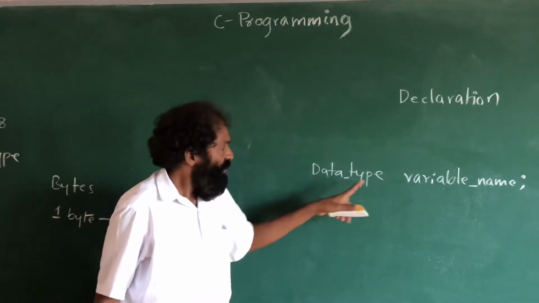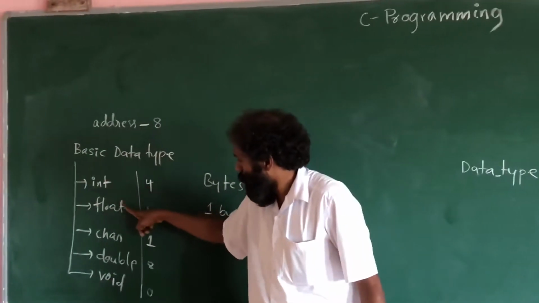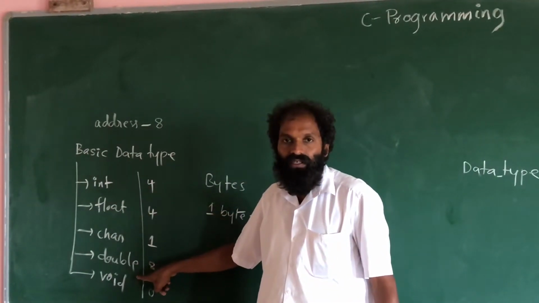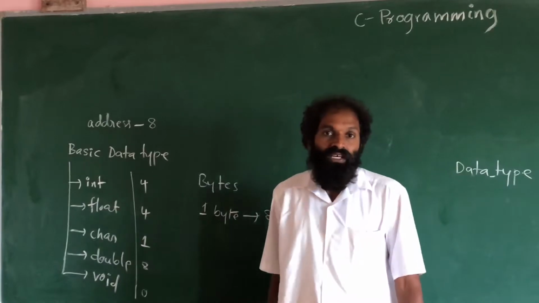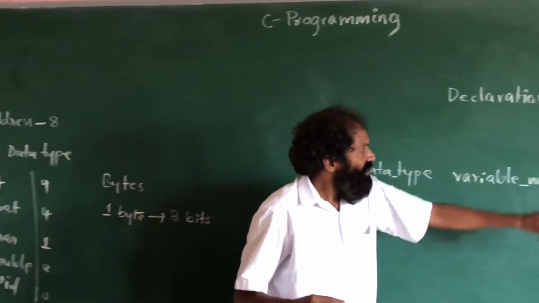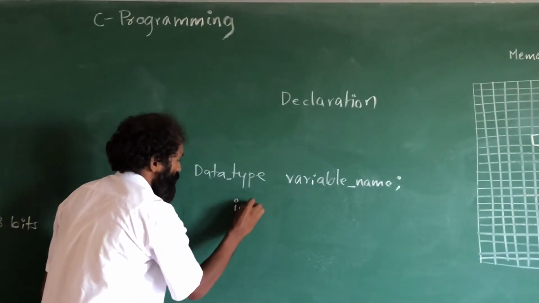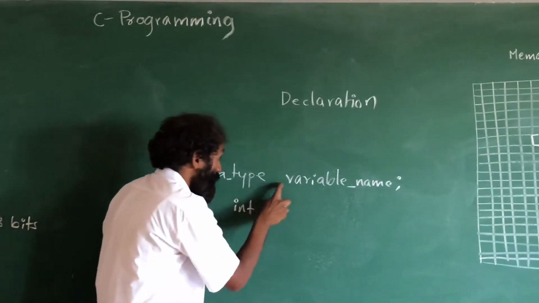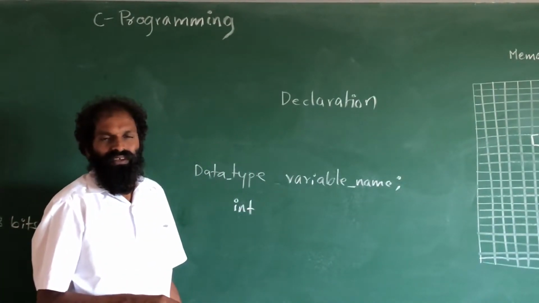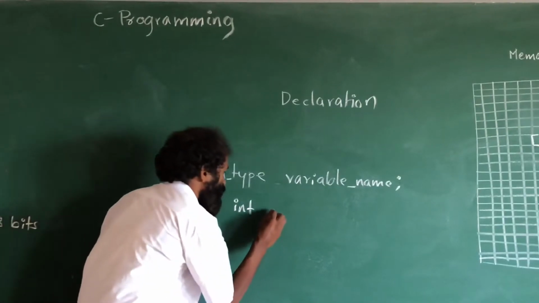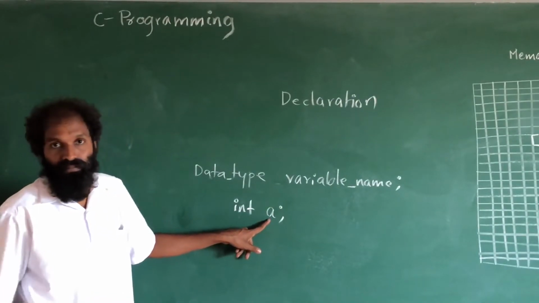Data type, variable name. Under data type, we have these 4 options. Even the fifth one you will understand later, leave it. These 4 let us discuss now. If you want to store a number in the box, we should write here int. 1 space. After the space, we have to write the variable name. Variable name, we can give any name. Let us give the name A.